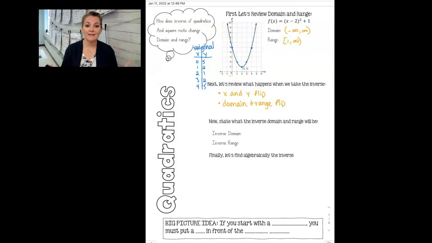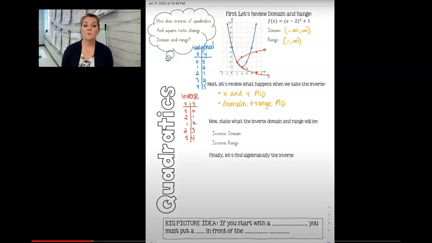Now to graph the inverse, remember step 1: what does an inverse do? An inverse flips your x and your y. So my first ordered pair is 5, 0, then 2, 1, then 1, 2, then 2, 3, and 5, 4. So now I am going to graph those. And what you'll notice is it still looks like a parabola. It's now just a parabola turned sideways.